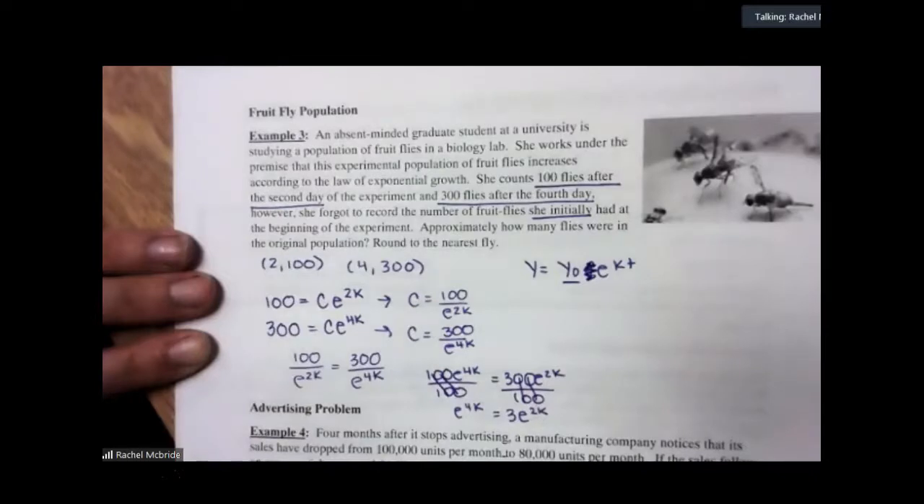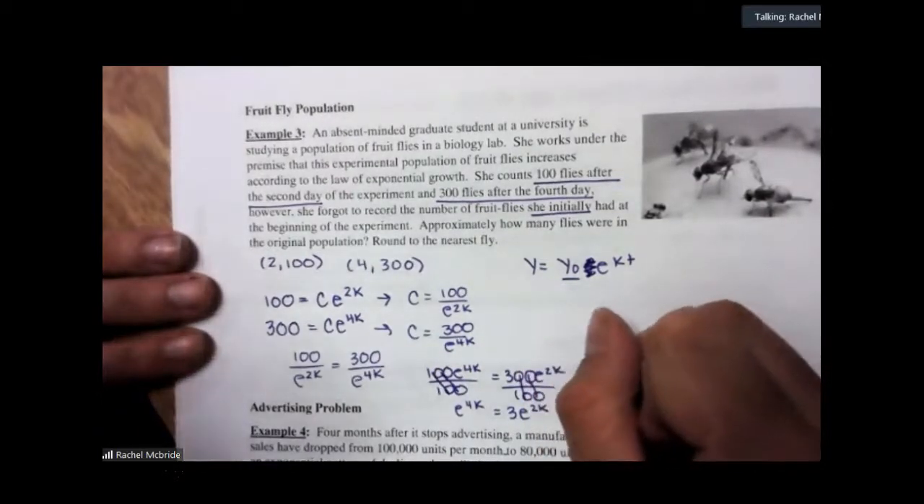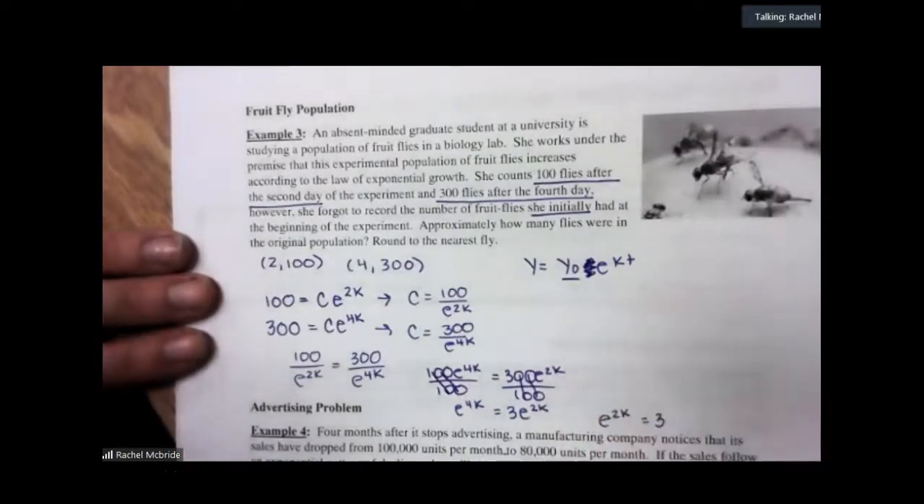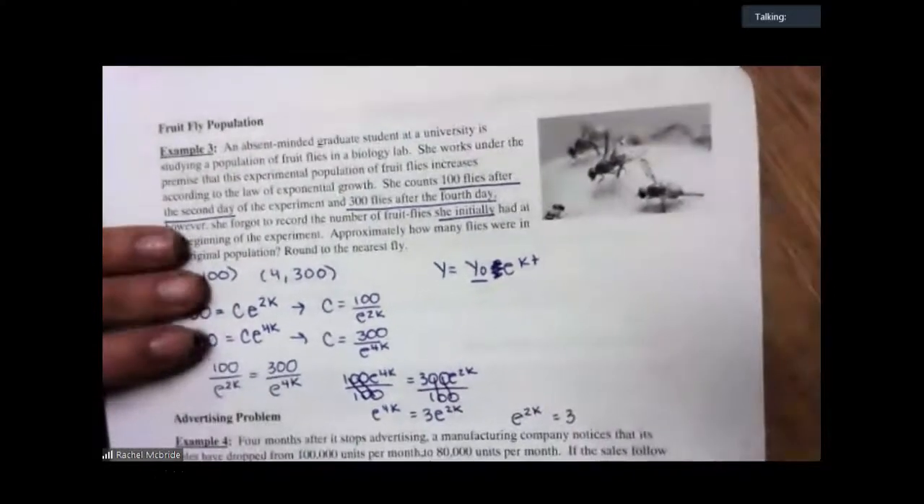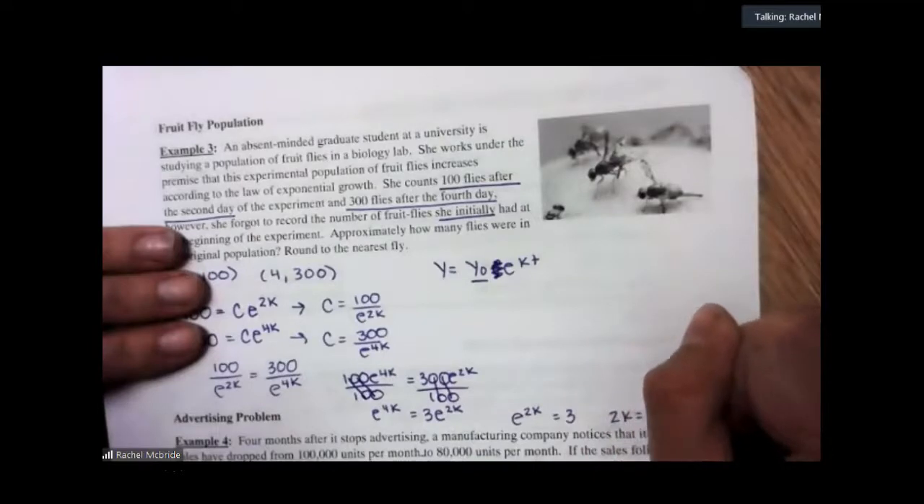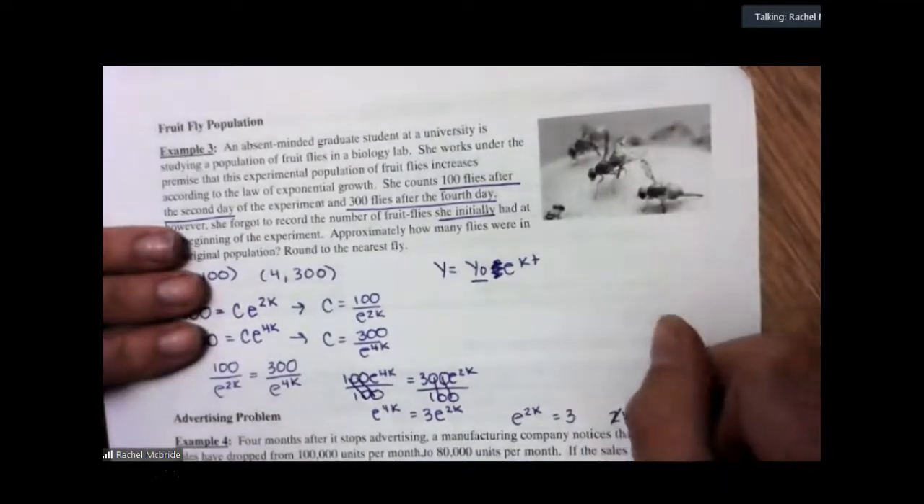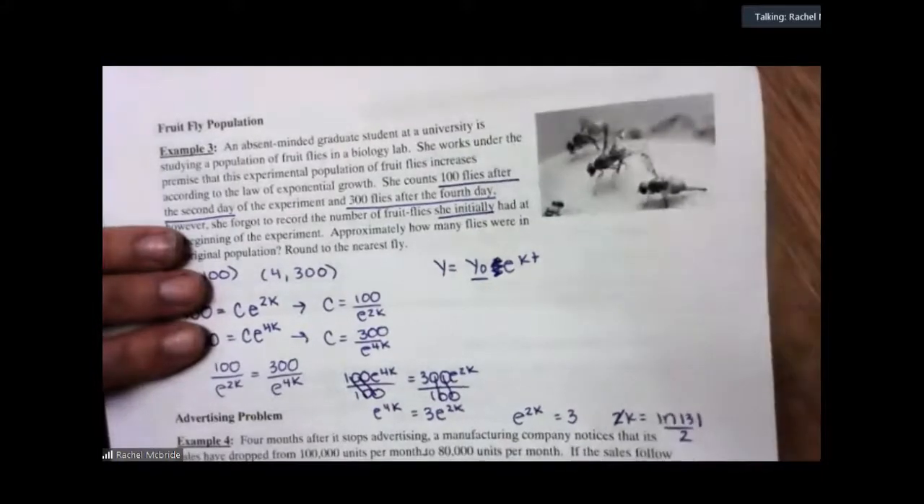So you have e to the 4k equals 3e to the 2k. So I would divide both sides by e to the 2k. And then again, your rule of thumb is that you have like bases, you subtract the tops. So that would give you e to the 2k equals 3. How do you get rid of e? You ln both sides. So you get 2k equals the natural log of 3. Divide by 2. And we get k equals the natural log of 3 divided by 2.